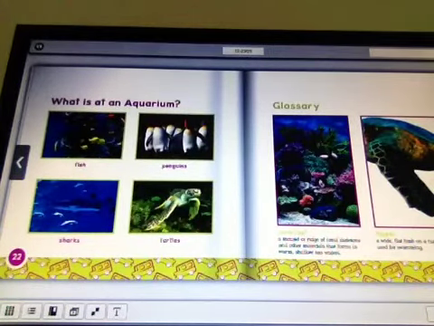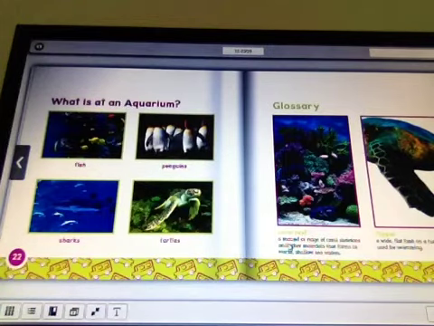Boys and girls, these are some of the text features that we saw in the beginning of the book. It says, what is at an aquarium? So fish, penguins, sharks, turtles. Here's the glossary. The glossary has 2 photographs from the book. It has those words that were written in a different color, and then the words that tell what they are. So here's a coral reef, and the words that tell about a coral reef.